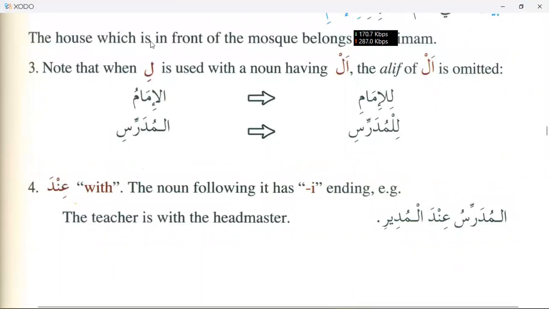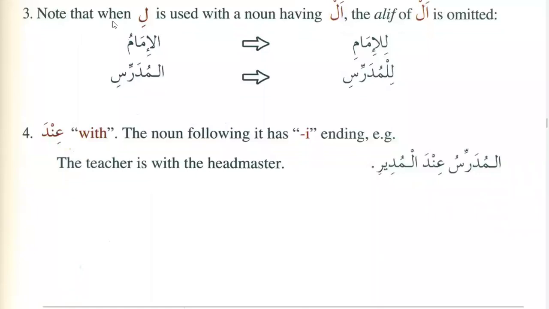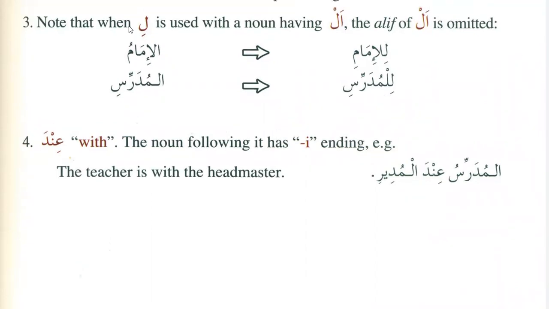The house which is in front of the mosque belongs to the imam. I have to read from number three. Note that when li is used with a noun having al, the alif of al is omitted.